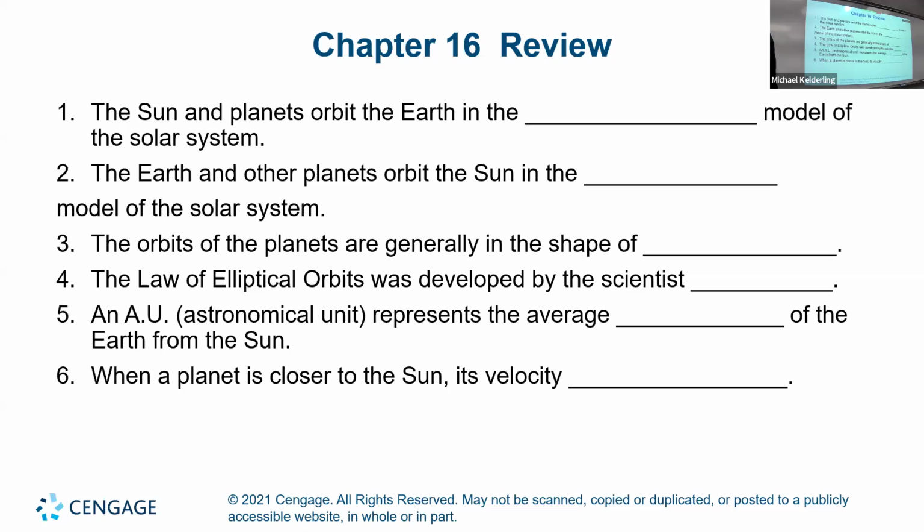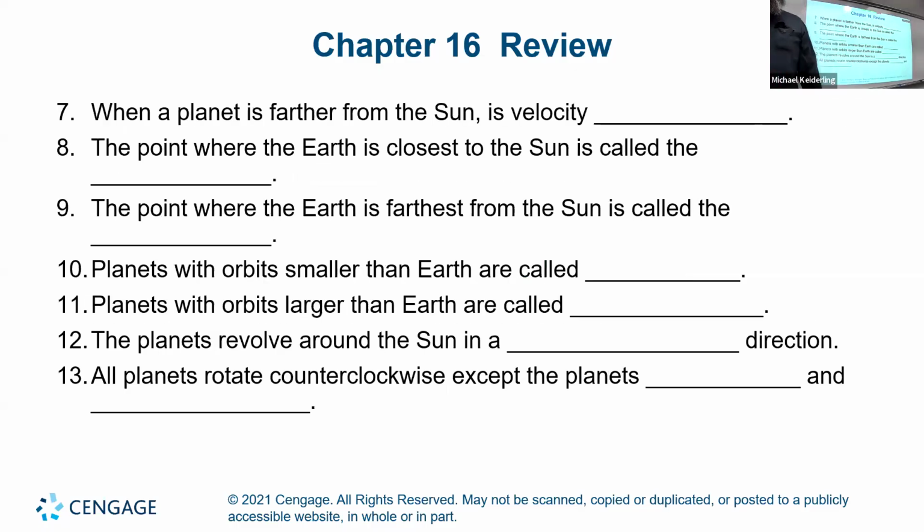When a planet is closer to the sun, its velocity is higher. When it's further from the sun, its velocity is lower. The point where Earth is closest to the sun is called perihelion, and the point where Earth is furthest from the sun is called aphelion.